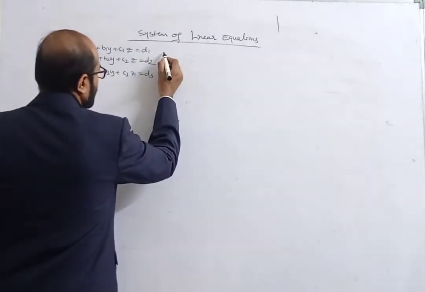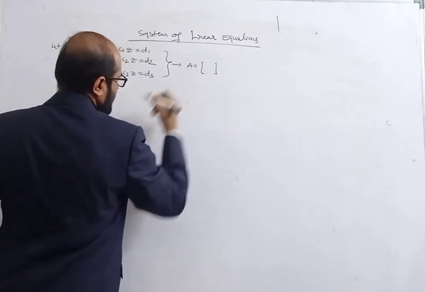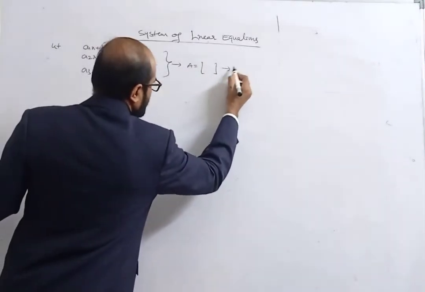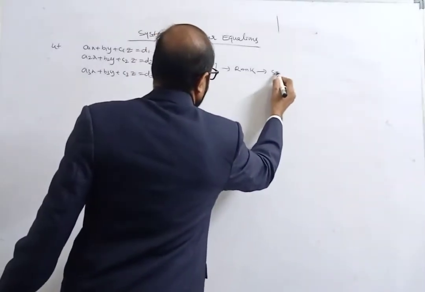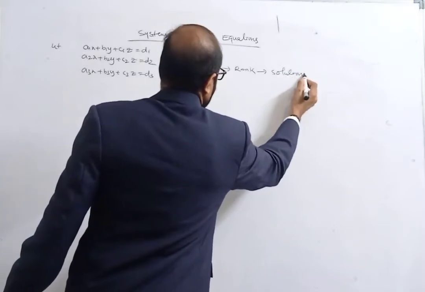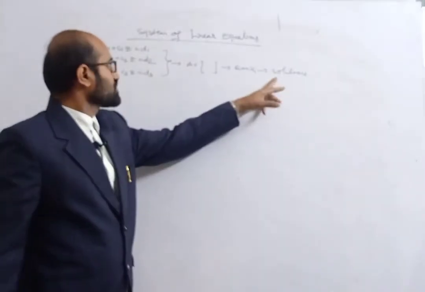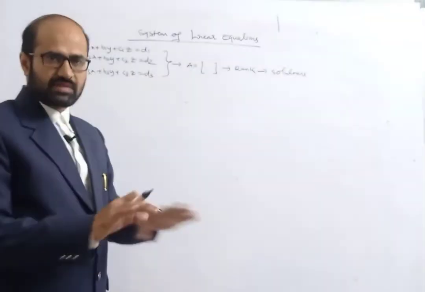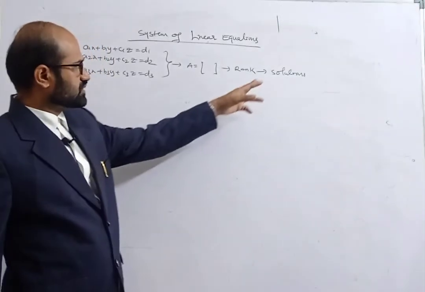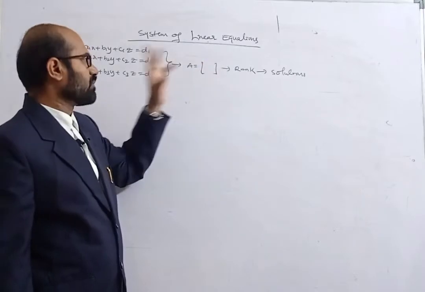Now from this system of linear equations we can find a matrix A and we can find the rank of the matrix, and after this we can find the solution of the matrix. So I will tell you in a simple way. We can find the solution of a system of linear equations by using echelon form. That is our concept.